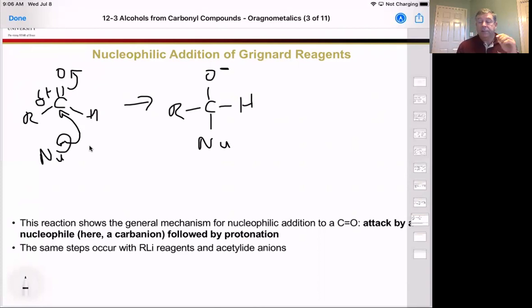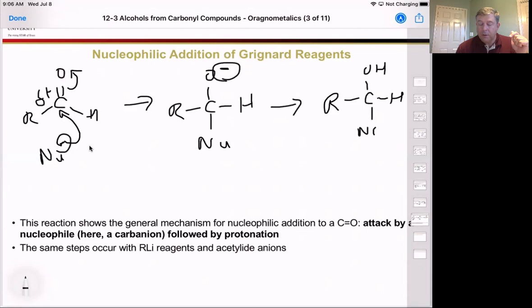The second step in that mechanism is, of course, the protonation of this oxygen anion, giving us our alcohol. So in the case of aldehydes and ketones, when you quench the reaction with water, you always get the generation of an alcohol. Okay. Now, we can use any nucleophile on this. We can use the Grignard reagents, the alkyl lithium reagents, or the acetylene ions to generate the same kind of addition reaction.